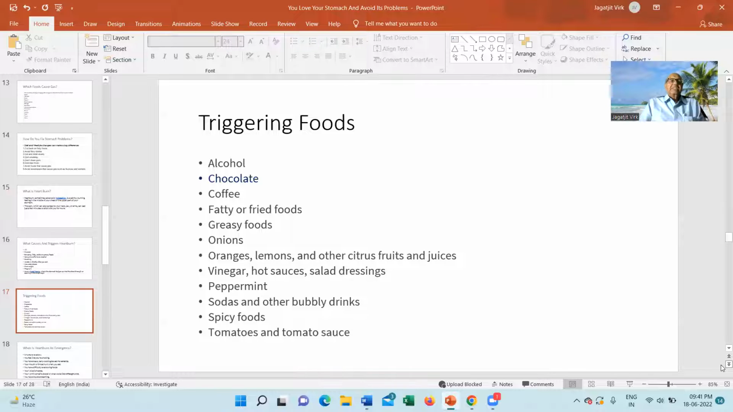Triggering foods are alcohol, chocolate, coffee, fatty or fried foods, greasy foods, onions, oranges, lemons, and other citrus fruits and juices, vinegar, hot sauces, salad dressings, peppermint, sodas and other bubbly things, spicy foods, tomatoes, and tomato sauce.